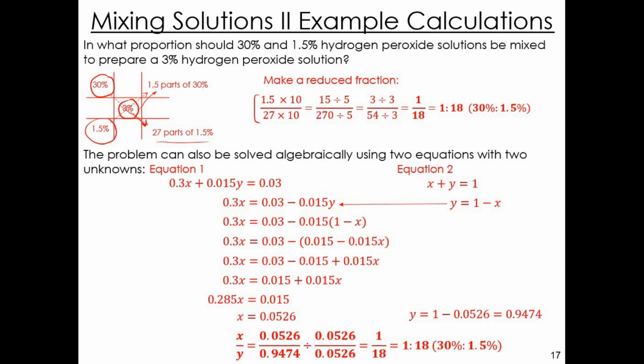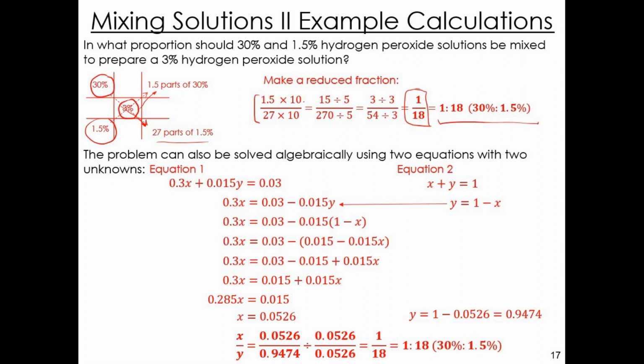Now, a good ratio doesn't have a decimal in it, so we can multiply the top and the bottom by 10 and get rid of the decimal: 15 over 270. Then we can reduce that by dividing by factors that they have in common. We immediately notice they have 5 in common. We notice after that that we can divide those answers by 3, and we end up with a reduced ratio of 1 to 18. 30% to 1.5% at 1 to 18 is how we'd combine those together to get a 3% solution.